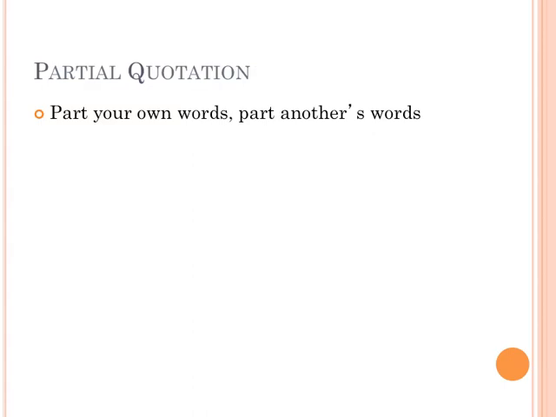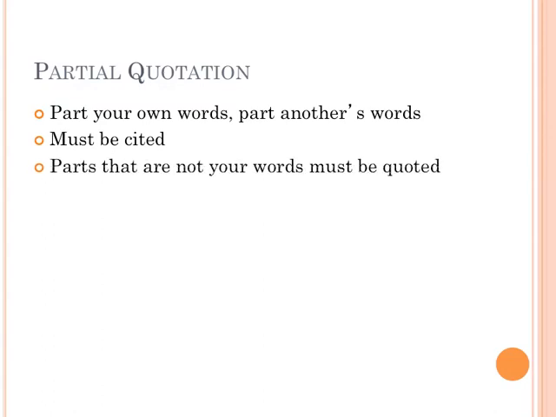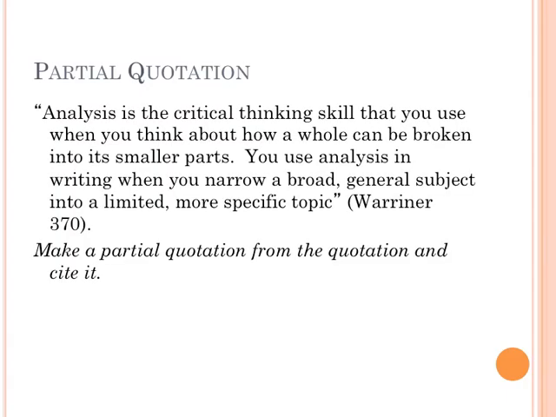Another option is a partial quotation. We worked a lot with partial quotations last try, and this is when you put part of it in your own words and part of it in someone else's words, the borrowed words that you're taking. If you do this, make sure that you include the citation at the end of the sentence and that you put quotation marks around any words that are not your own. So, here is the original quotation that we saw before. What you should do right now is pause the slideshow and create your own partial quotation in your notes.